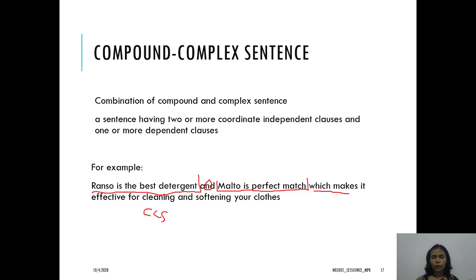Okay, so those are the differences between the sentence structures of simple, compound, complex, and compound complex. I hope this explanation is clear for you. Again, if you have questions, you are most welcome to ask me in the practicum session or in the WhatsApp group.